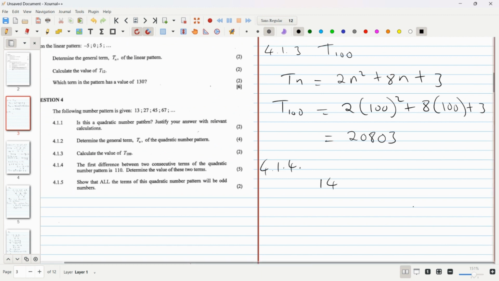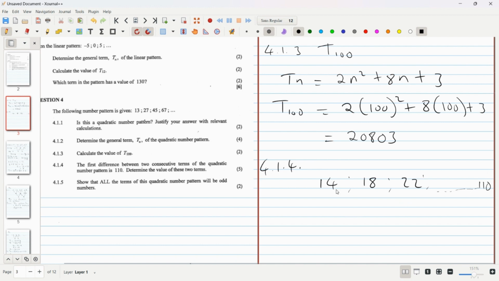So which is 14, 18, and 22, right? So we need to find where this first difference, the number pattern, equals 110. So these are patterns, so we need to find where we'll have 110. So which two consecutive numbers will give us this?